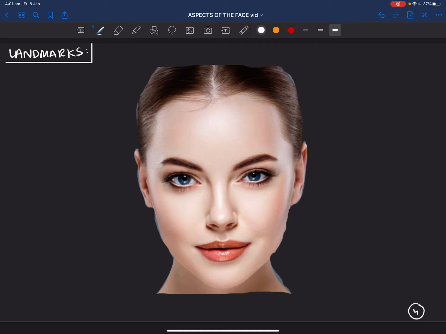This is the same face. Now we're going to annotate it and add all the different facial landmarks that we should know. The first one is the hairline, and this is called the trichion. Next, going down, we have the glabella, like I mentioned before, and this is in between your eyebrows. The next thing we get is the inner canthus of your eye, which is the inner part of your eye, and the outer canthus, which is just the outer part of your eye.